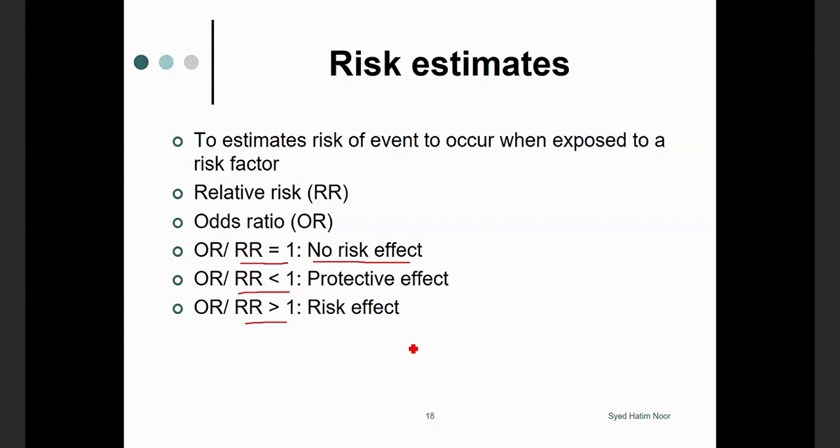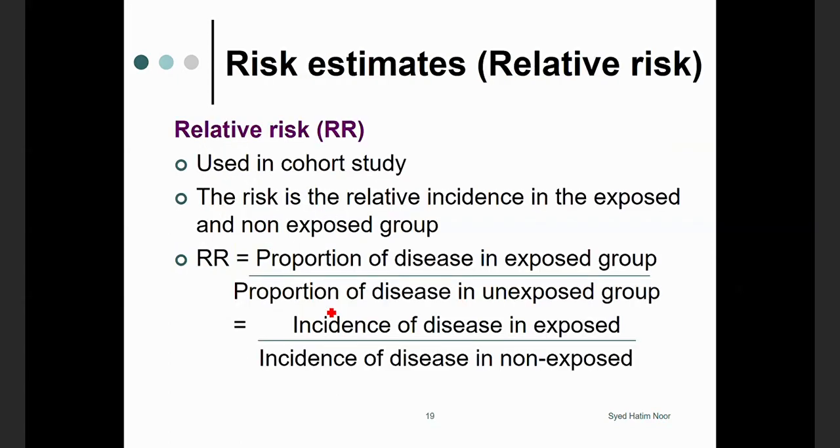Okay, odds ratio, after this I will explain. So relative risk, remember, comes from the incidence. This is the one that I mentioned just now, from the incidence. So the incidence of heart disease in the smoker group divided by the incidence of heart disease in the non-smoker group, then we call it relative risk.